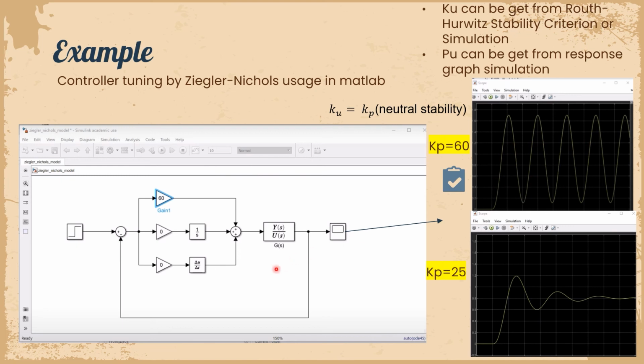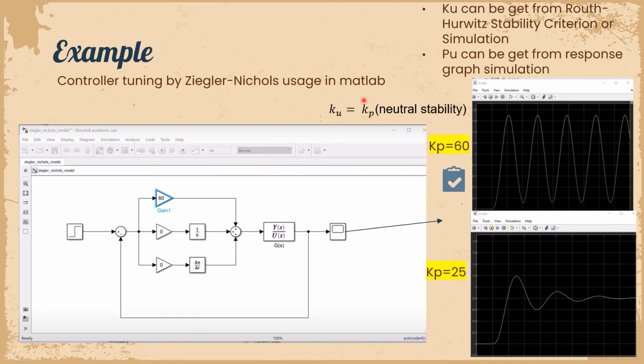our neutral stability. As I said, we start with our Kp value and increase it. For example, at Kp equal to 25, we can see the response has not yet reached neutral stability. So we keep increasing Kp until we find the neutral stability. For example, here we find neutral stability at Kp equal to 60. How do we know we reached neutral stability? Basically, we see the peak of each oscillation is the same height.